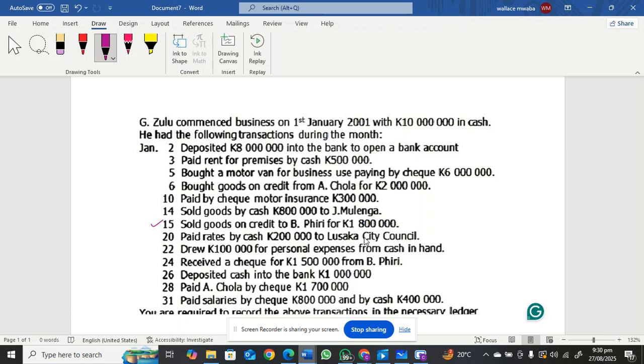So the accounts involved are cash and the rates account. We can call it the Lusaka City Council account, but just know it's dealing with rates, so it's better we call it the rates account. So these rates are an expense. Cash is an asset. According to the double entry rules, colleagues, what are we going to debit and what are we going to credit?